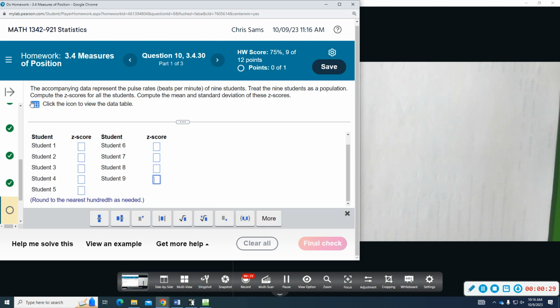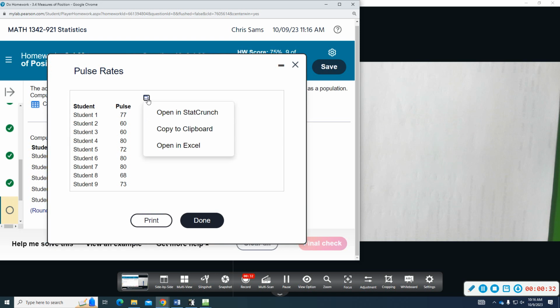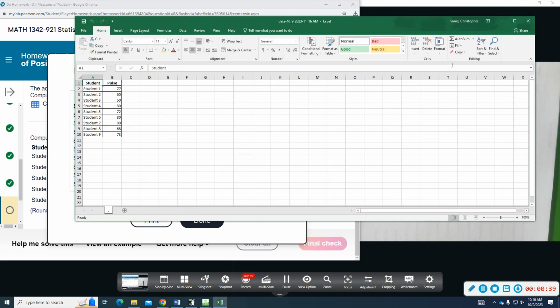So I'm going to copy this data in Excel since I'm going to be doing multiple computations. I'm going to call this the mean. Let me go up one actually. It's going to be the mean. This is going to be standard deviation. I'm just going to say sigma. And we'll call this the z-score, z.